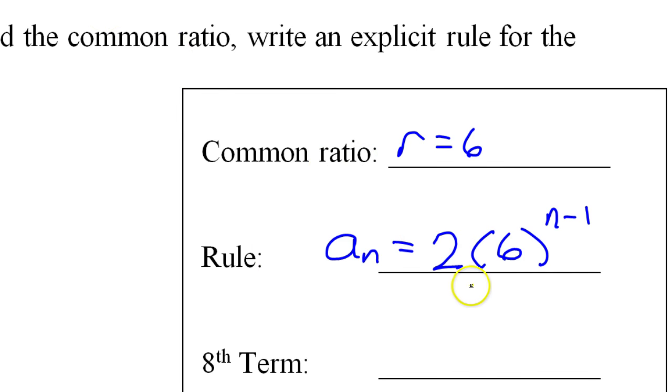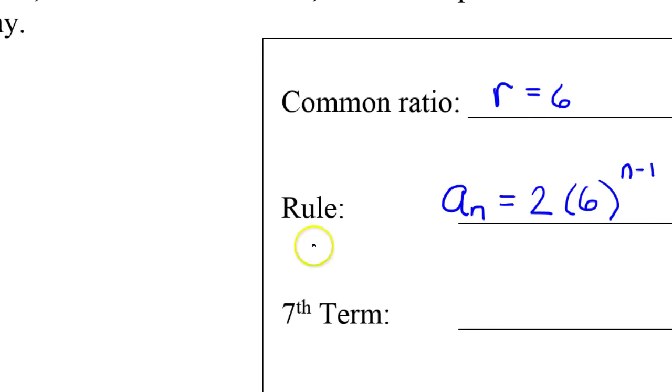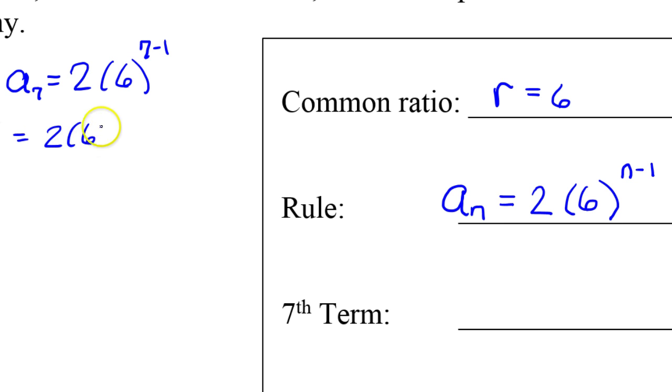Okay, so that's the rule right there. Now, if I want to find the 7th term, I can just use the formula and substitute in 7. So the 7th term would be denoted by A7, and A7 will then equal 2 times 6 to the 7 minus 1 power. So of course that will be 2 times 6 to the 6th power.